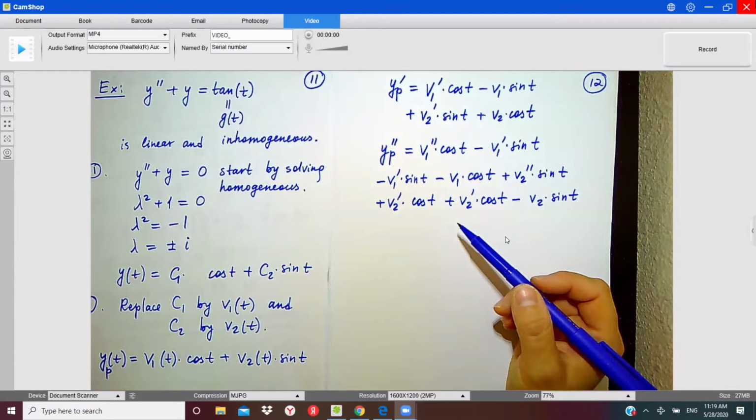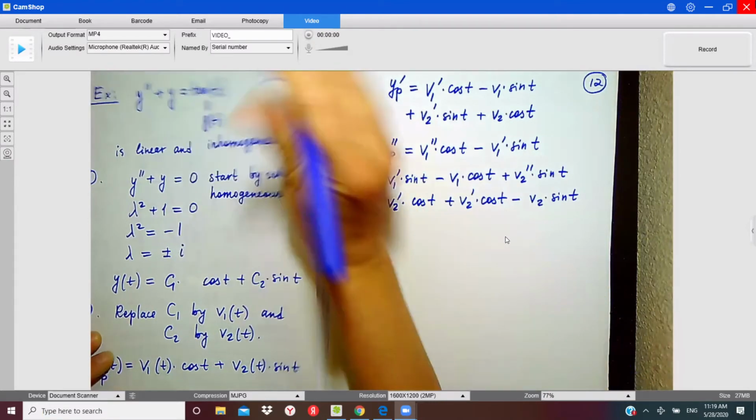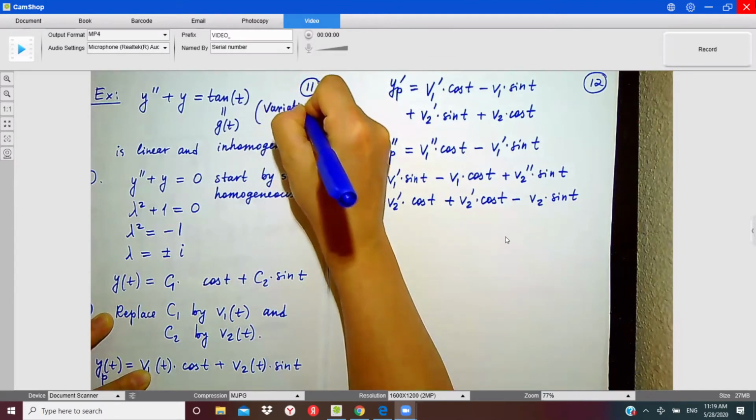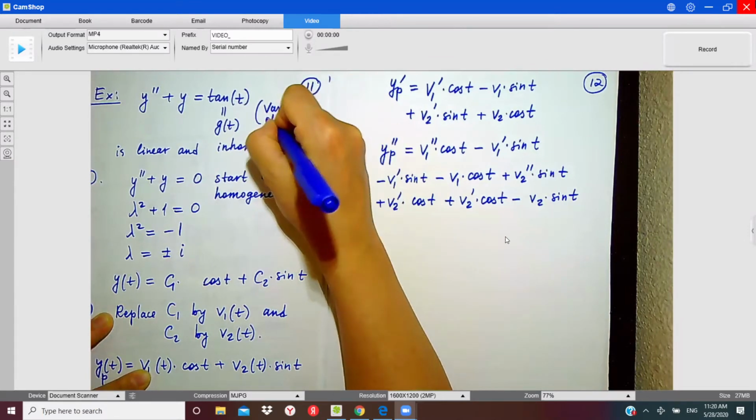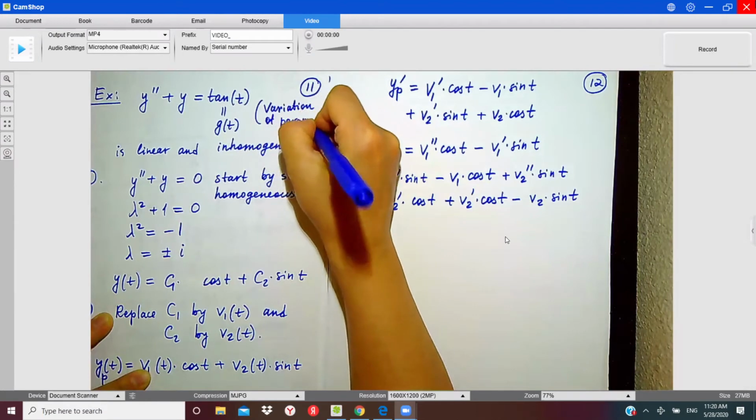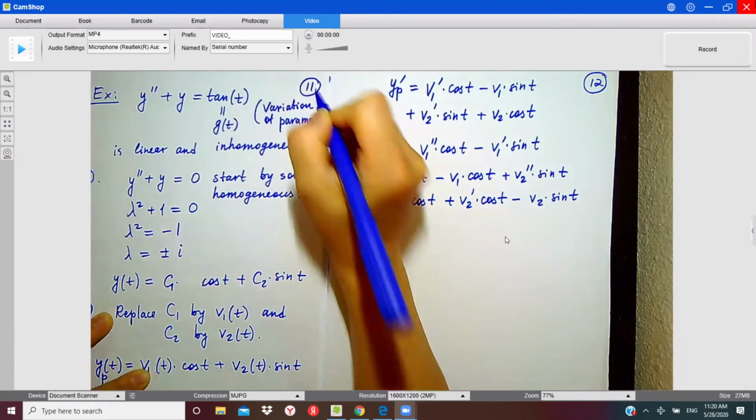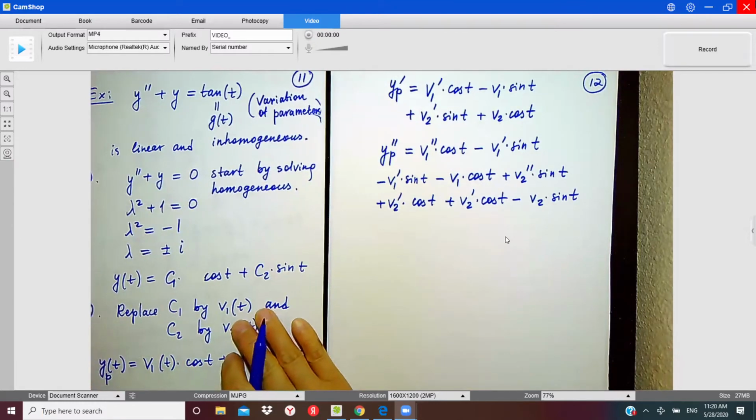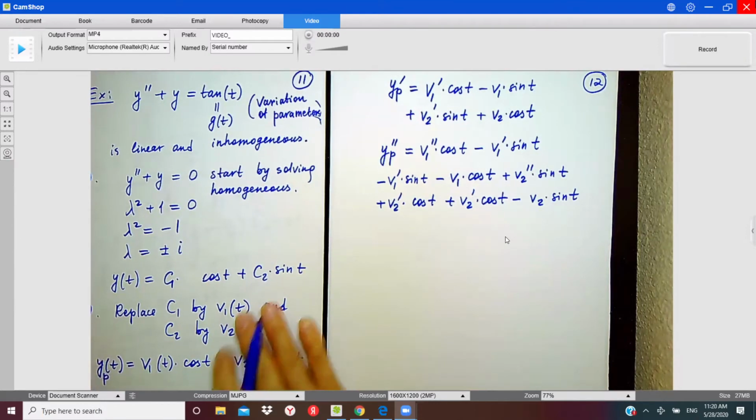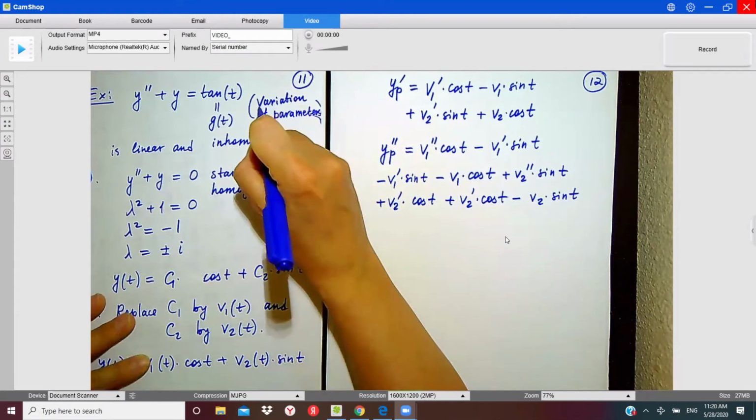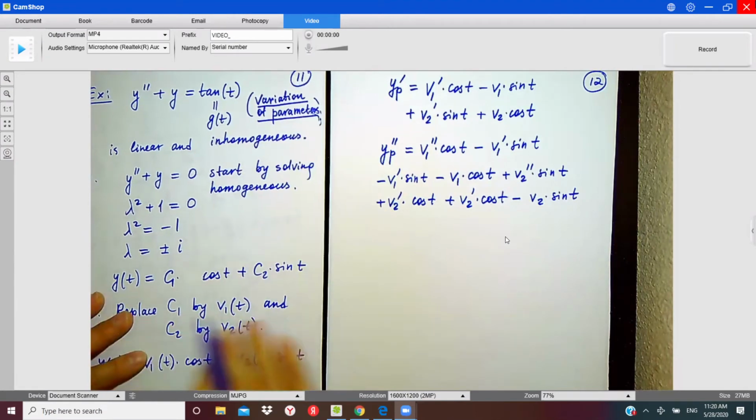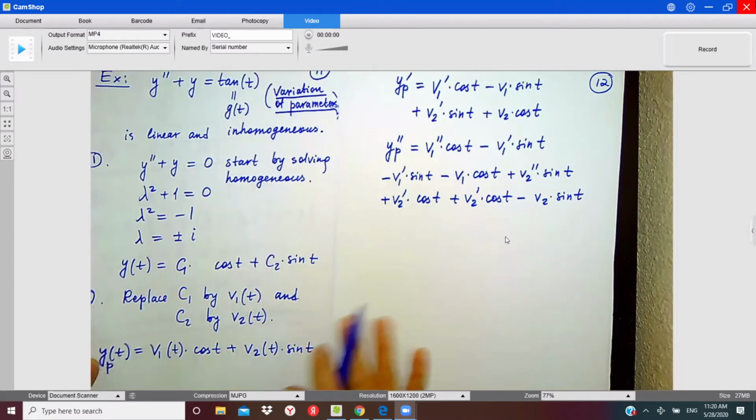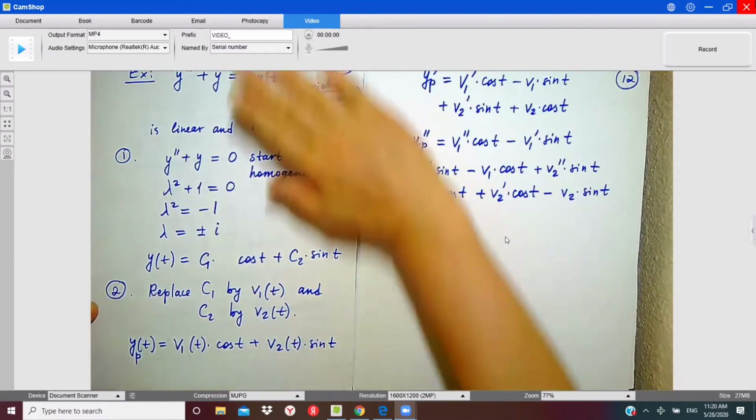Yeah. So one more time, this method is called variation of parameters. So this method is different from the one we used earlier. Unfortunately, it's a little messy. So again, this is variation of parameters, and it works different. So again, we start by solving the homogeneous problem.